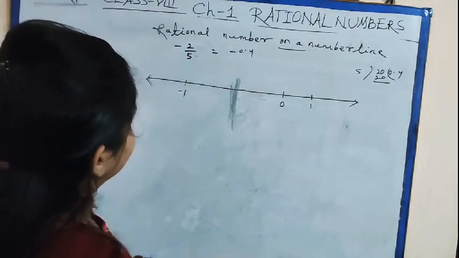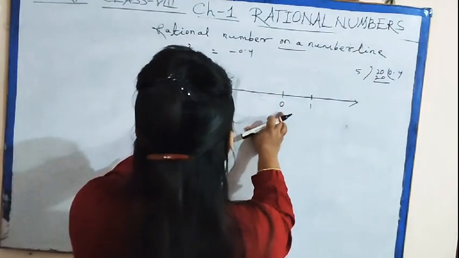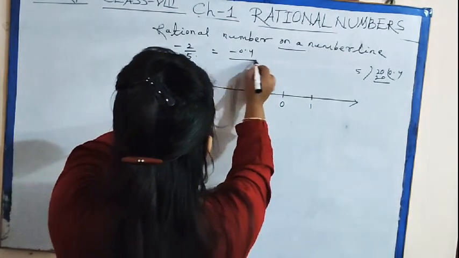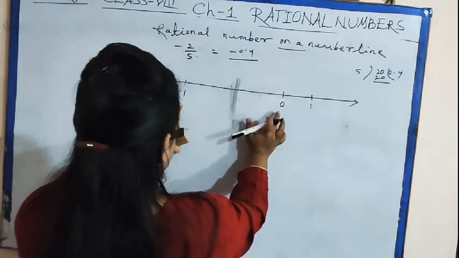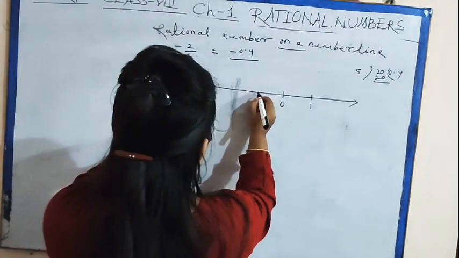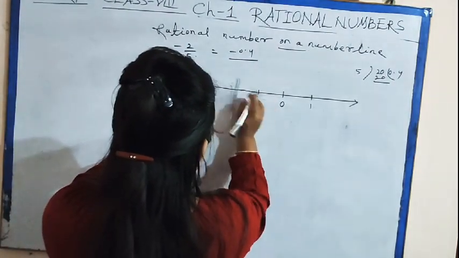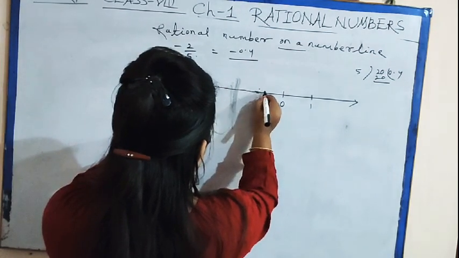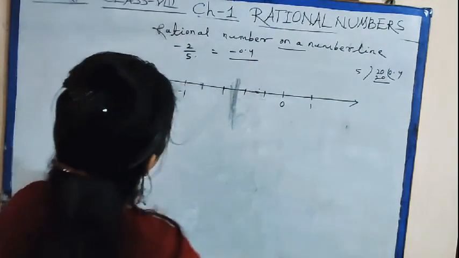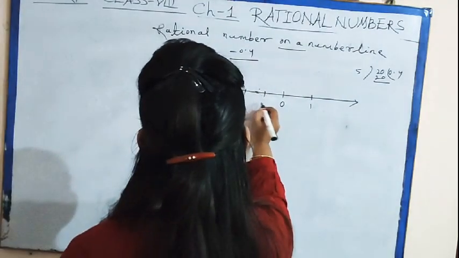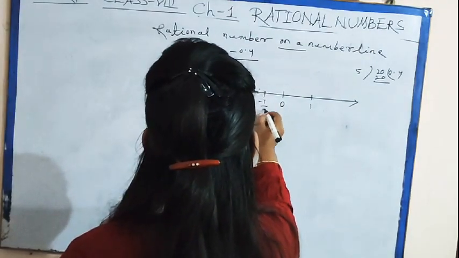Your denominator is 5. So 0 and minus 1. This number is between 0 and minus 1. So you divide this part into 5 equal parts: 1, 2, 3, 4, 5. Understood? And this is minus 1 by 5.